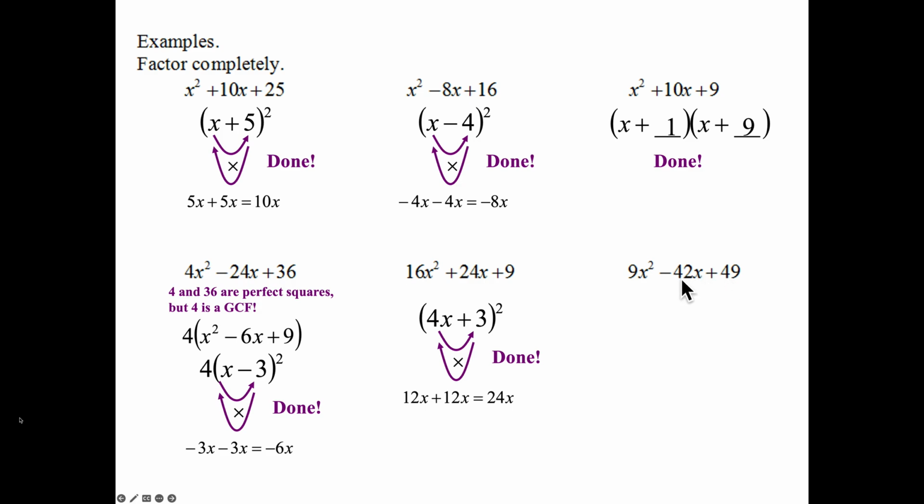9x squared minus 42x plus 49. All right, here we go. I'm thinking 3x, square root of this term, minus the square root of 49, which is 7. Binomial squared. Middle term check. 3x times the negative 7 is negative 21x. Double that is a negative 42x. It's a match. We're done. And that's our perfect square trinomials.